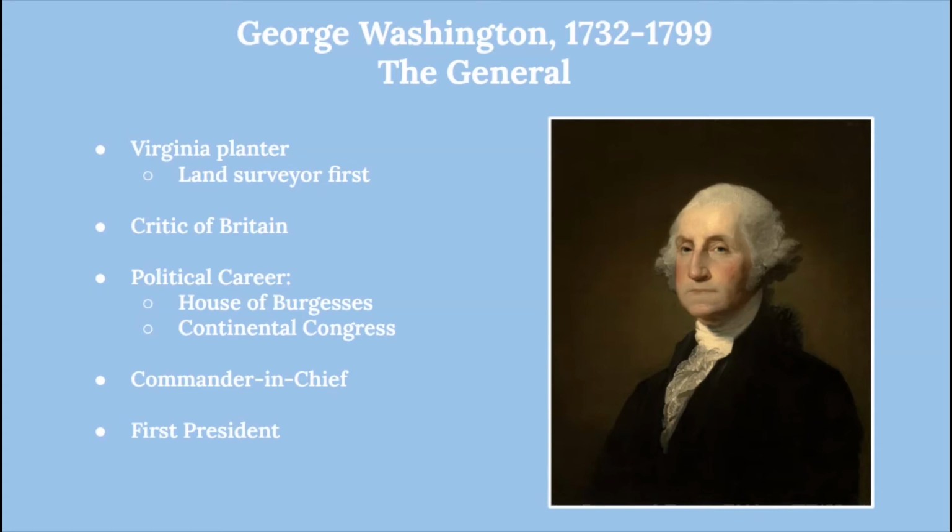And he's going to be a very early critic of Britain. So Washington's one of the guys who is angered by the 1763 proclamation line. And after that, he really has a sour relationship with Great Britain. He'll be involved in Virginia politics, so he's actually a member of the House of Burgesses. And whenever the Continental Congress is called and formed, George Washington is going to be there.